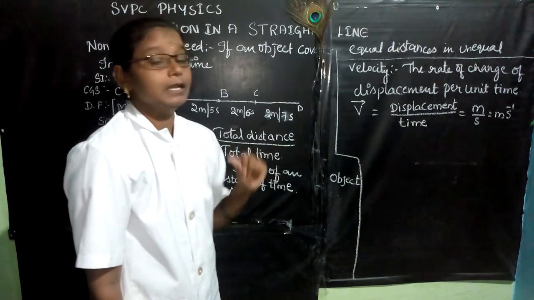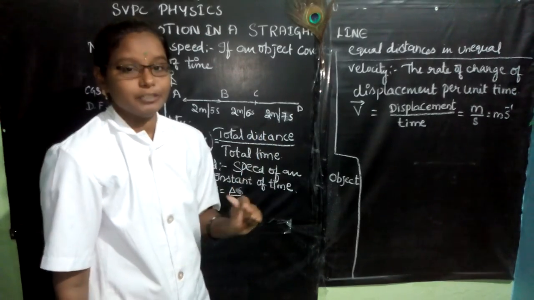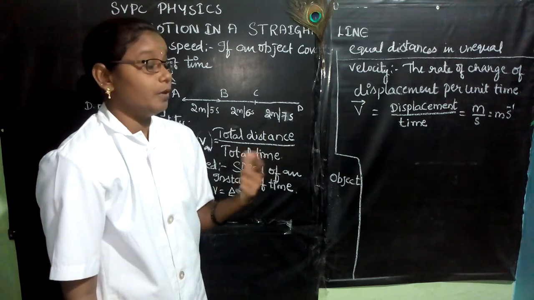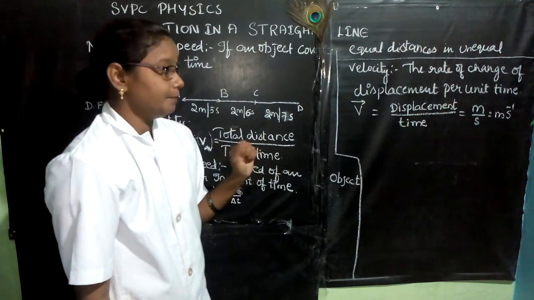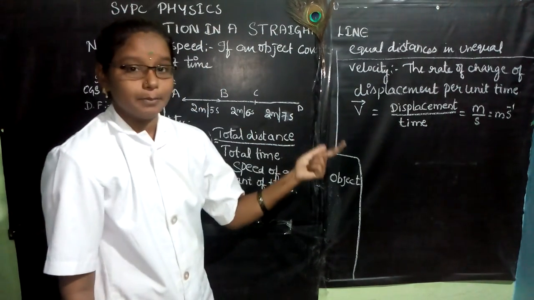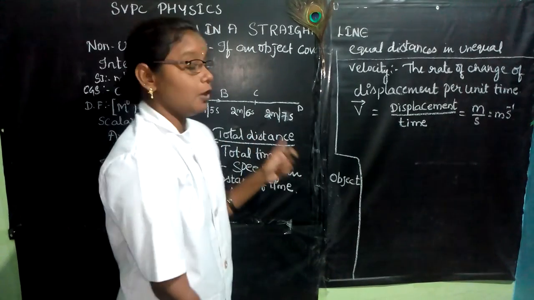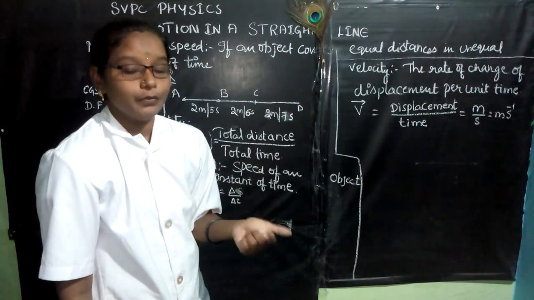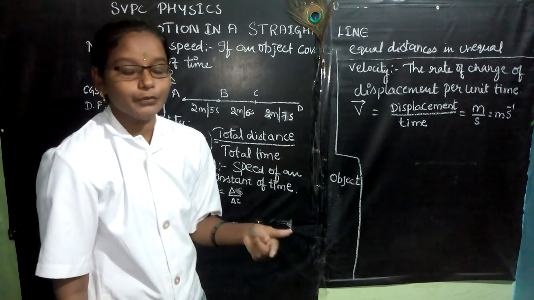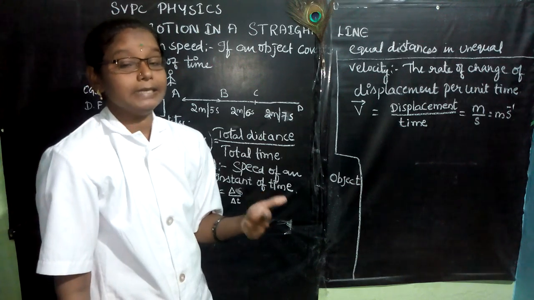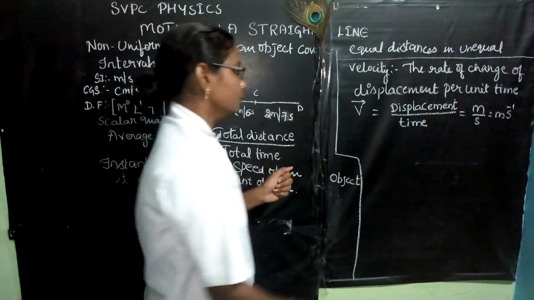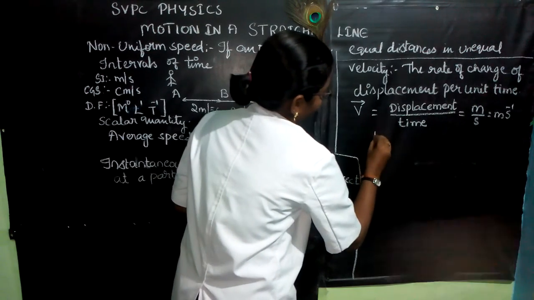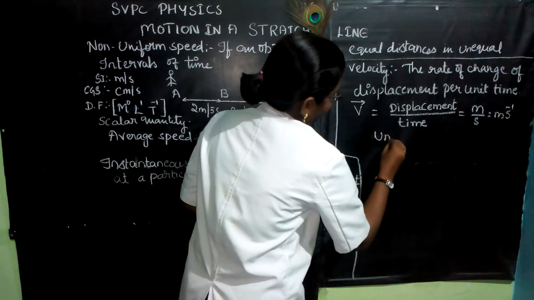Here we are taking displacement. You know what is displacement? Shortest distance between the initial and final point. Now coming to velocity, we have types here also. In velocity we have 4 types: uniform velocity, non-uniform velocity, instantaneous velocity, and average velocity. So now, uniform velocity.